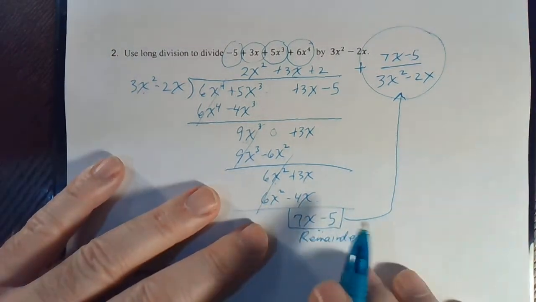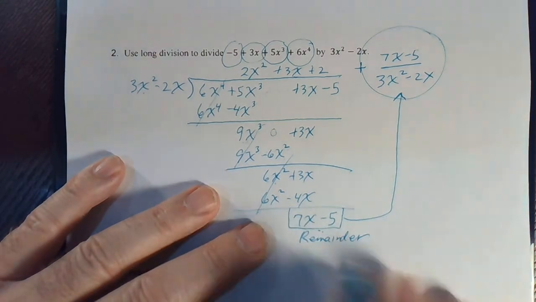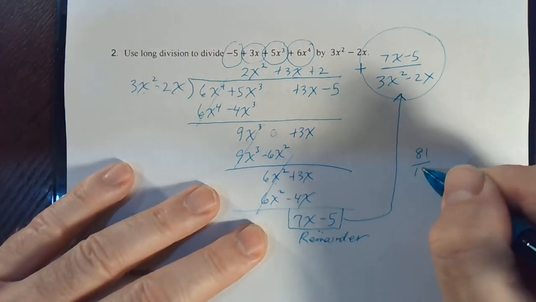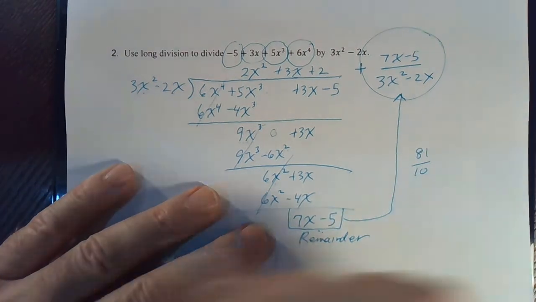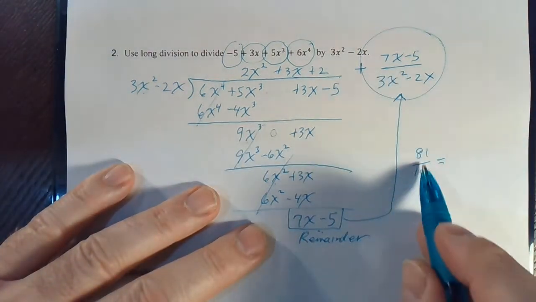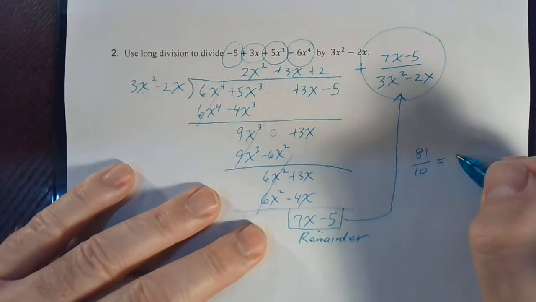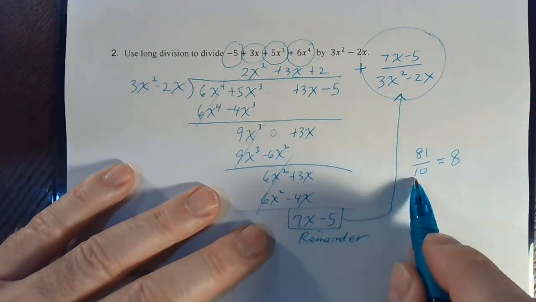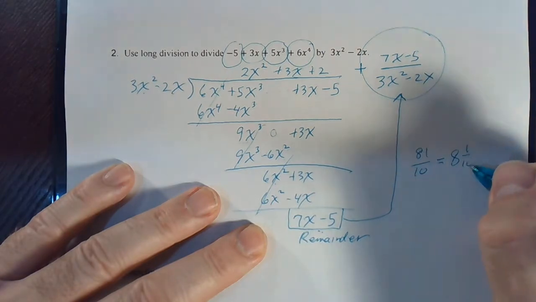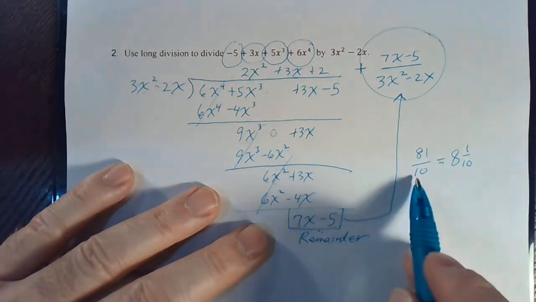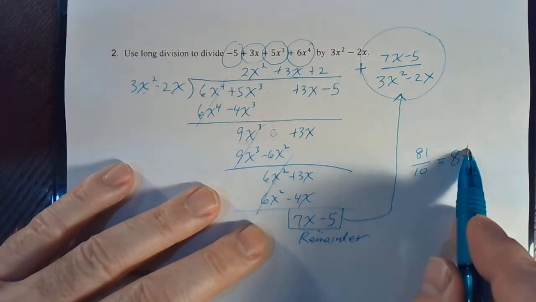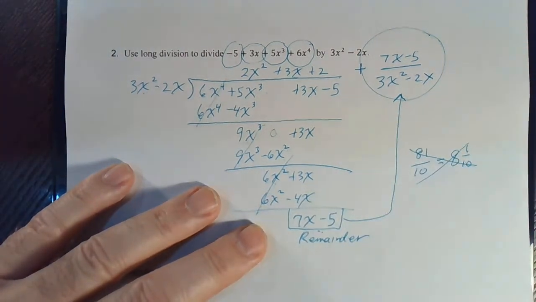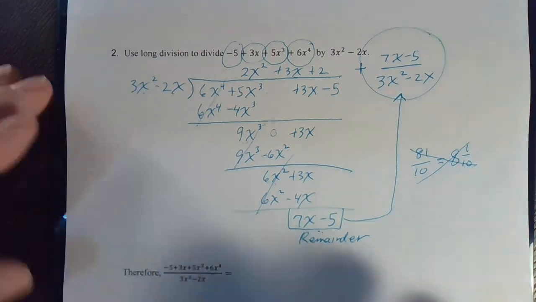And just as a reminder, if it's been a long time since you've done long division, let's just say we had 81 over 10, something like that. Well, how many times does 10 go into 81? 8 times. And what's the remainder? It would have a remainder of 1. But how do we write that? We write it as 1 over 10. That's all we did. We put the remainder over the divisor. So that has nothing to do with this problem, so I'll just scratch it out.